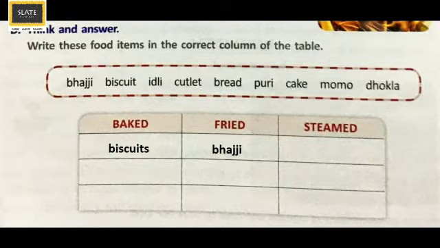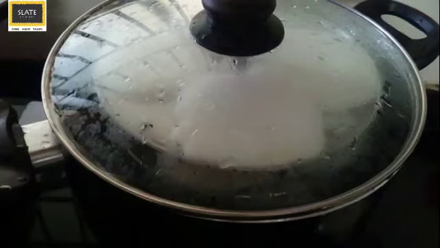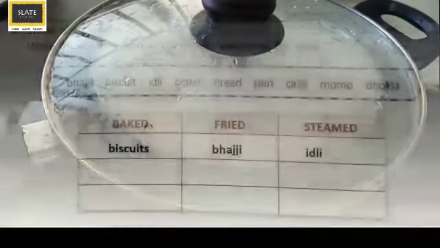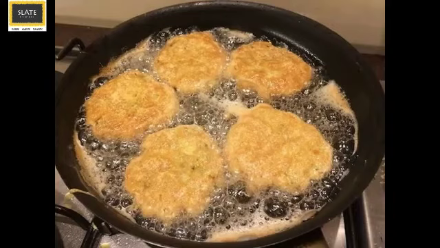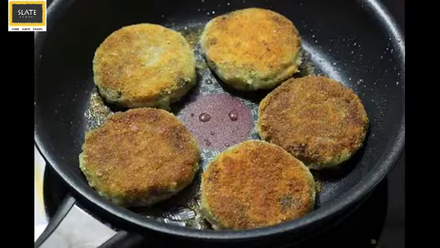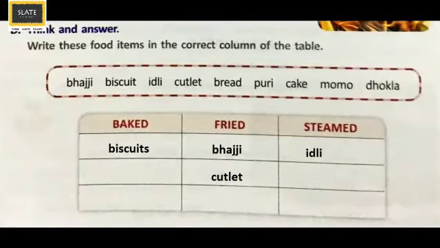The third one is idli. Now this we understood in bit B that idlis are cooked by steaming. So write this food item in the third column. The fourth food item is cutlet. Now Slaters, cutlets are deep fried or shallow fried too. So we need to include this in the second column.